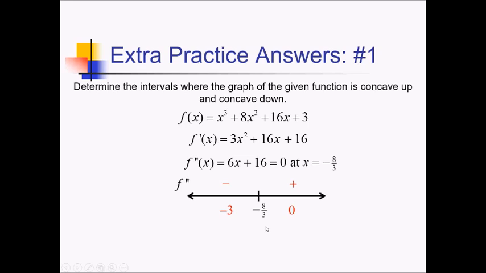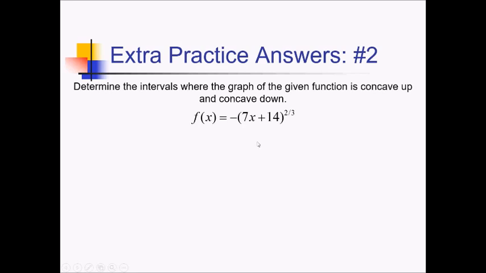Now I notice that f double prime is positive from negative 8 over 3 onwards. Therefore, f is concave up from negative 8/3 to positive infinity. And since we're negative for f double prime going the other direction, f is going to be concave down from negative infinity to negative 8 over 3.